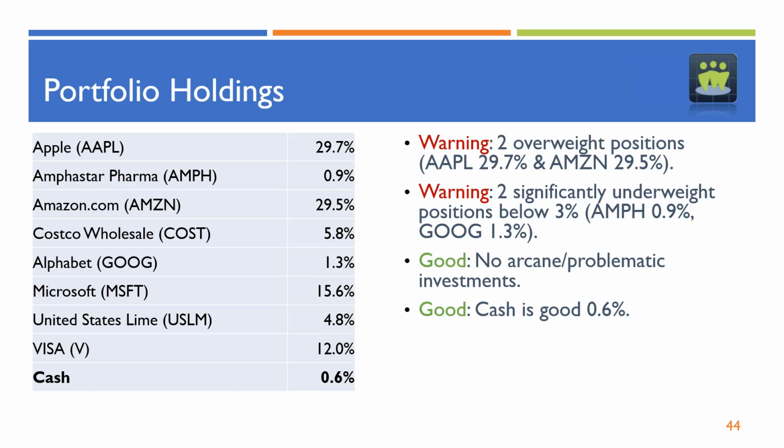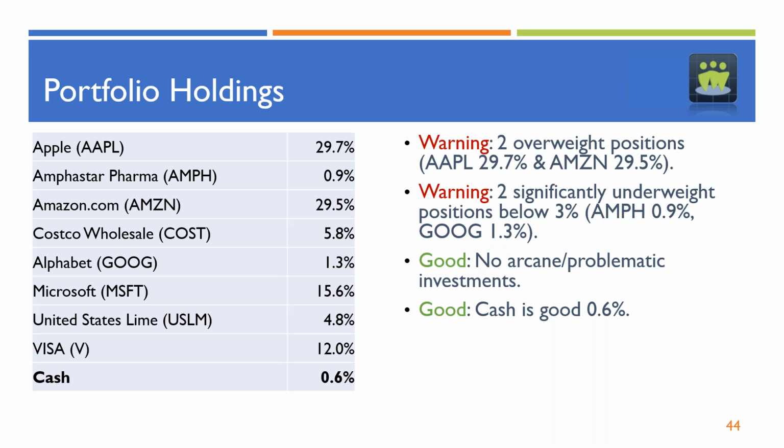Here's their holdings. There are 2 overweight positions, what I would call Apple and Amazon, both at roughly 29.5 percent of the portfolio. So, almost 60% of the portfolio is in those 2 stocks. Great companies, but that's a lot of weighting in 2 stocks. However, 2 significantly underweight positions, below 3%, Amphastar Pharma and Google at 0.9 and 1.3%. Again, at those levels, those can perform well and not have any impact on the bottom line, so to speak. No arcane or problematic investments.